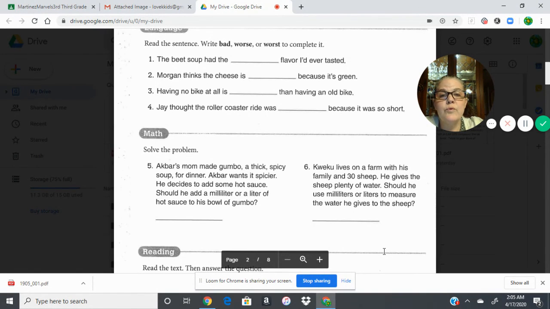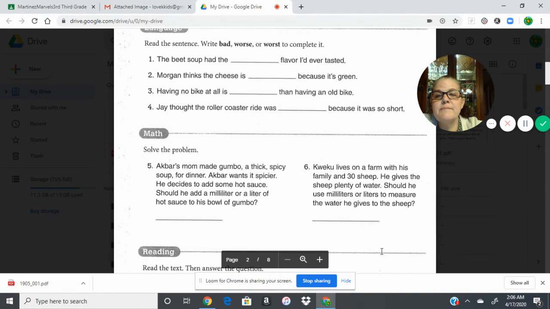In math, we have some word problems. So remember, the big thing about word problems is we look through it to see if there's information we really don't need. And names, pronouncing names. If it's too hard for you to pronounce a name, make a new name for them so that you can focus on what's really important. Because in math word problems, the person's name isn't as important as what's happening or what math is happening in there. So number 5 says, Akbar's mom made gumbo.